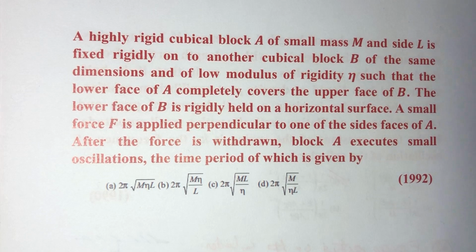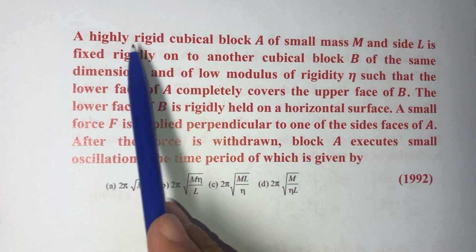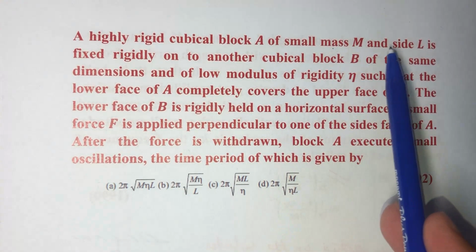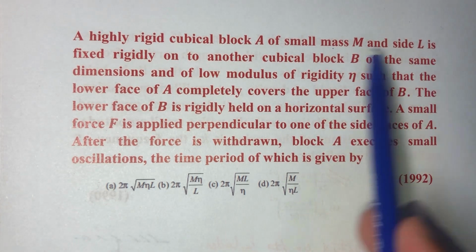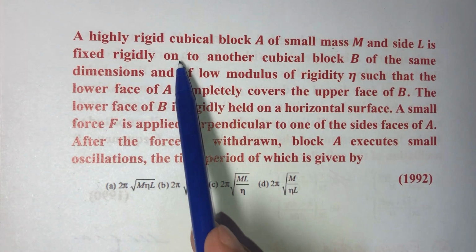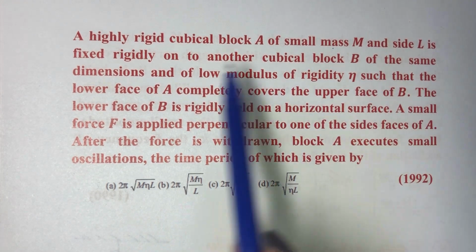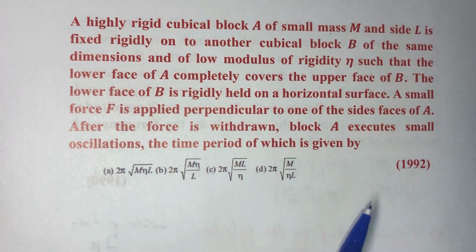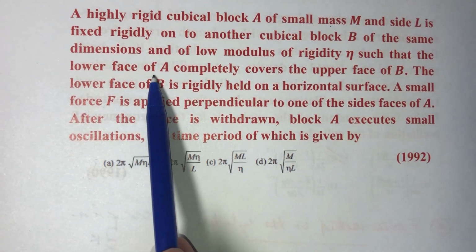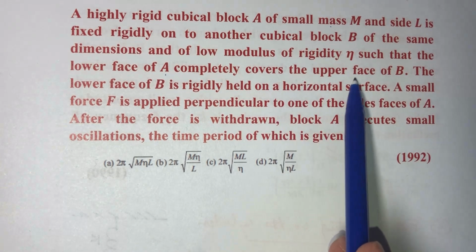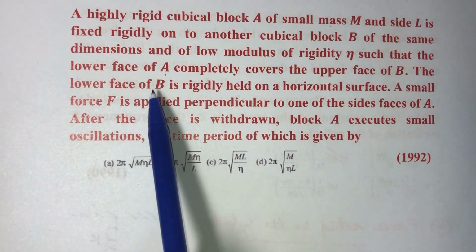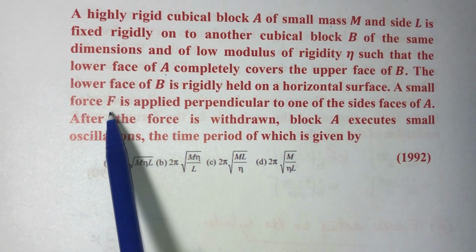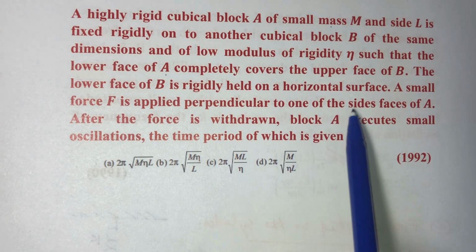Hello friends, in today's question, a highly rigid cubical block A of small mass m and side L is fixed rigidly onto another cubical block B of the same dimension and of low modulus of rigidity nu, such that the lower face of A completely covers the upper face of B. The lower face of B is rigidly held on a horizontal surface.